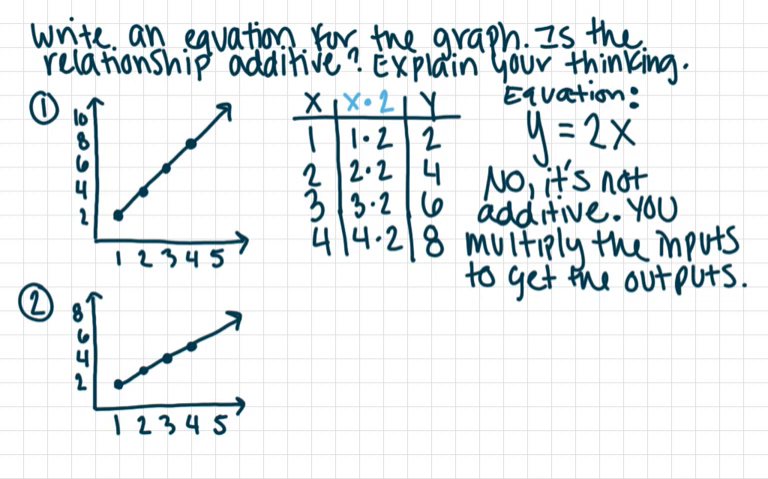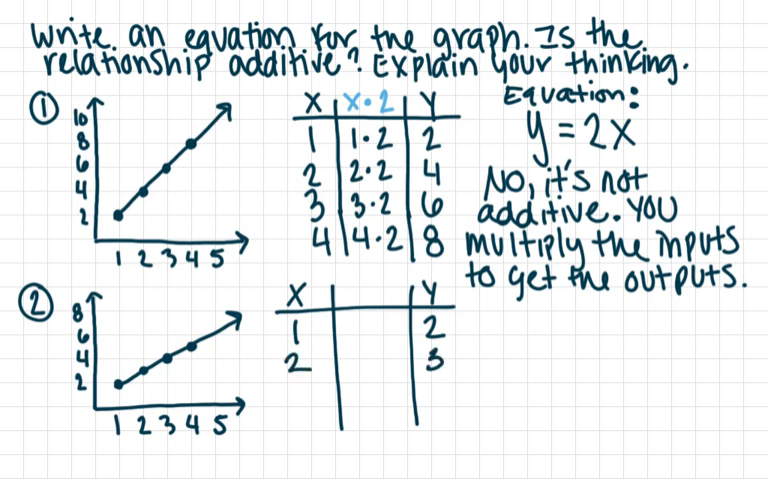Let's do this last one here, number 2. It says same thing. I'm going to make a table. And this is x, this is y. When x is 1, y is 2. When x is 2, y is 3, because it's in between 2 and 4. When x is 3, y is 4. When x is 4, y is 5.